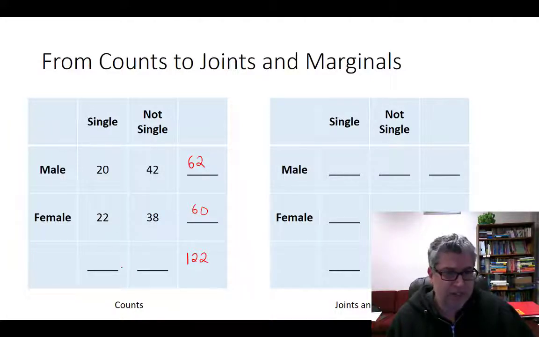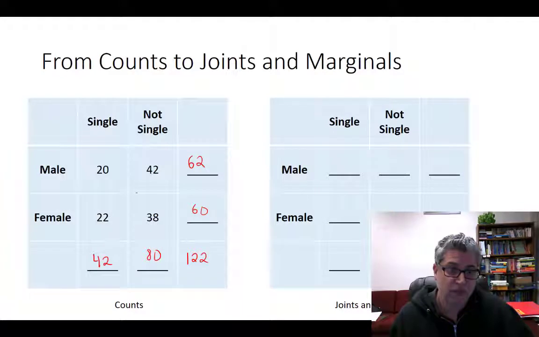Now what about how many single folks do we have? 42. And then adding up the 42 and the 38, we get 80. And if we add up 42 and 80, we get 122 as well. So that's how we double check that I did my math right. Now, let's take these frequencies, or counts, and map them over into probabilities.